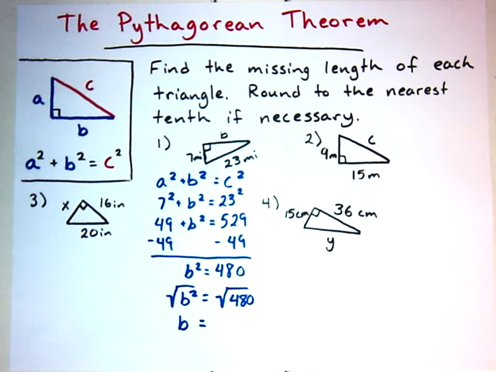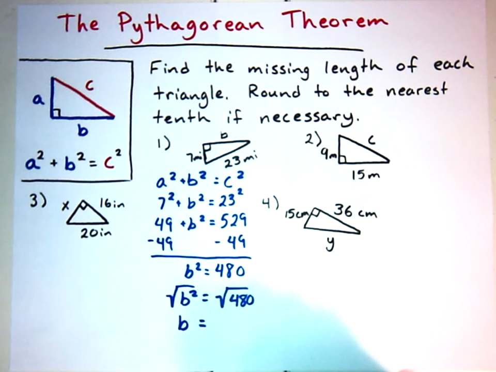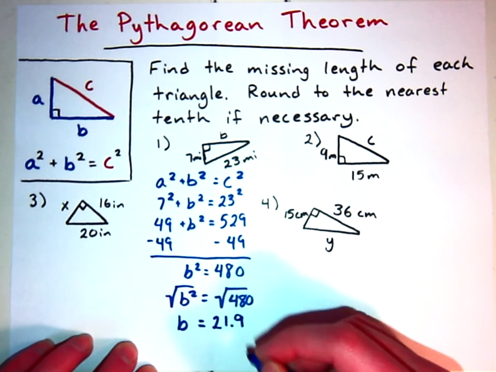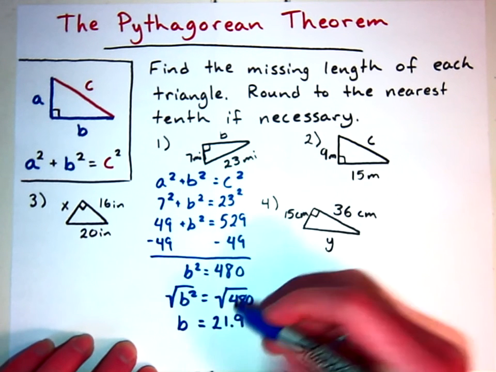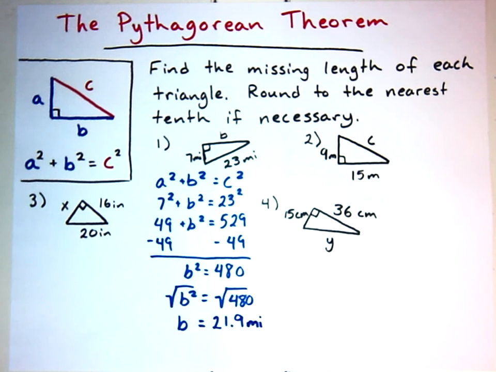And I get 21.90890. It continues on. So I need to look at the instructions. What do the instructions say? It says round to the nearest tenth if necessary. So my number was 21.90, which means I'm going to just end up with 21.9. And then, remember I said we don't need to include the miles when we're doing all the algebra, but we do need it in our answer. So it's 21.9 miles.